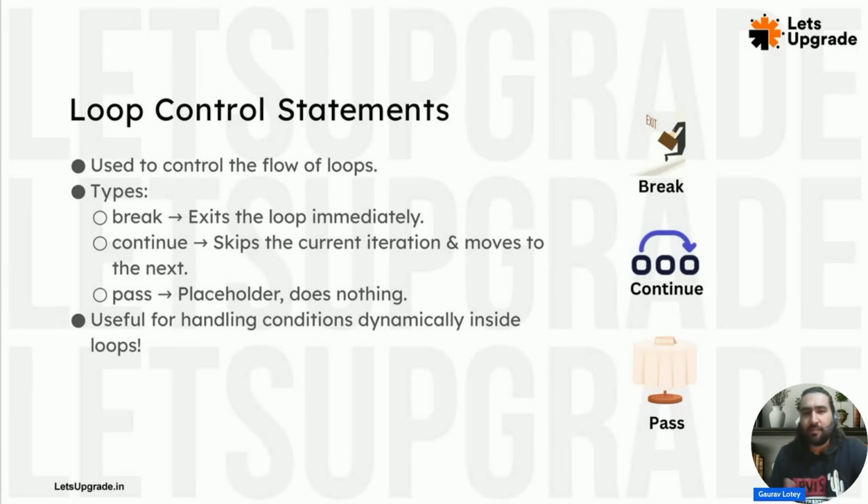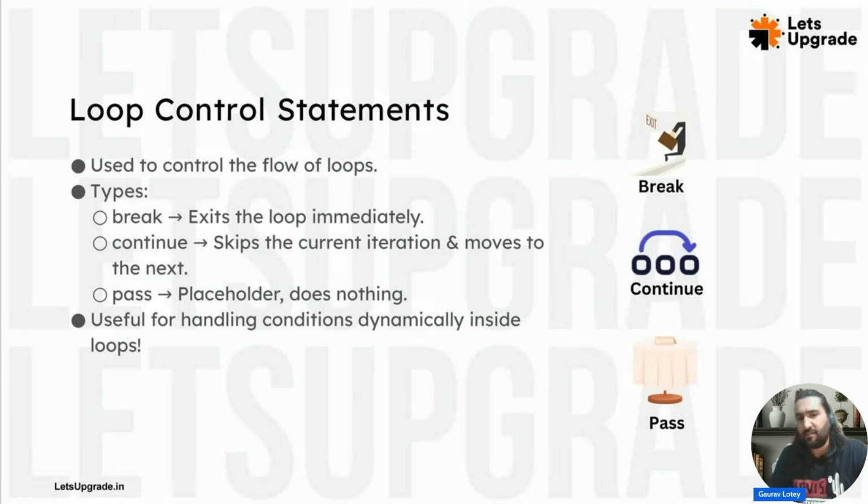Sometimes you need control over your loops. This is where break, continue, and pass come into the picture. Now, here's what they exactly do. Break is used to exit a loop immediately. For example, if I have to search for something and I found it, there is no sense in running that loop further, right? That is where break comes in and I can simply break out of the loop.